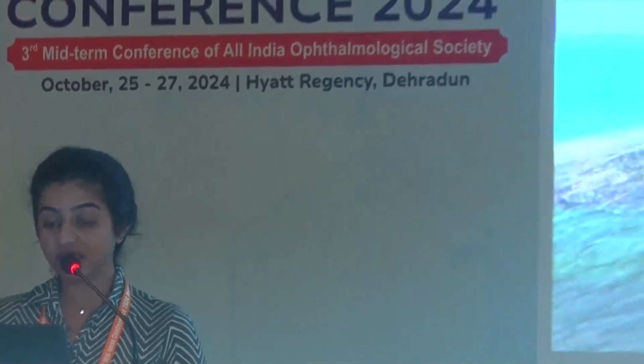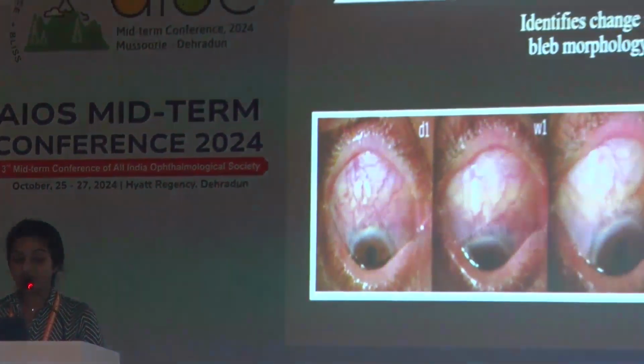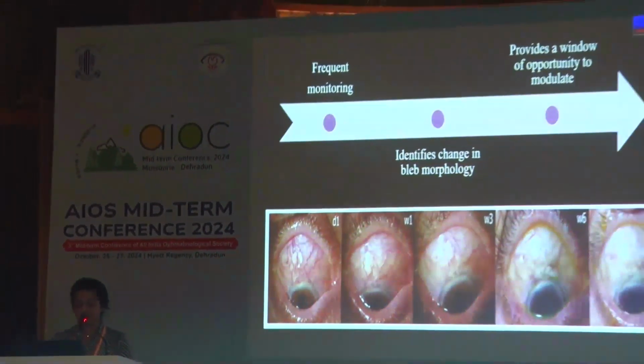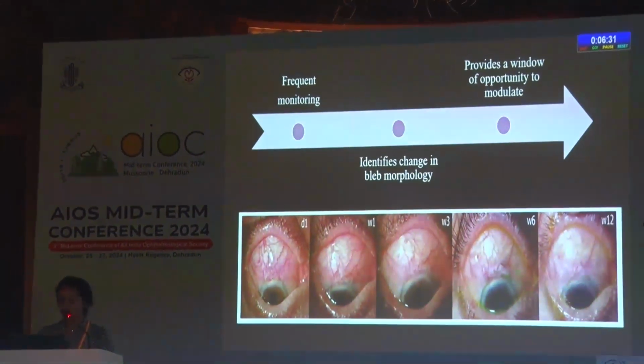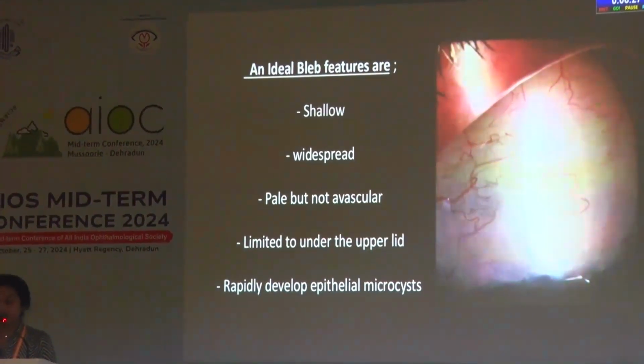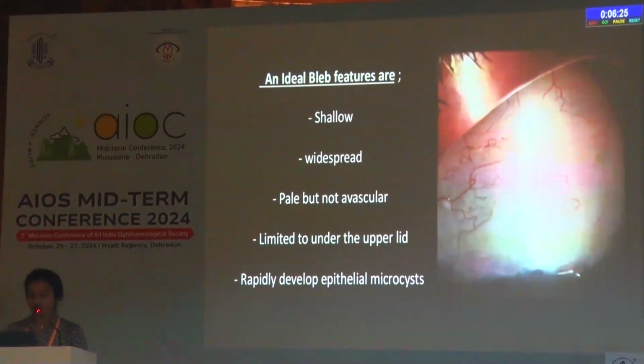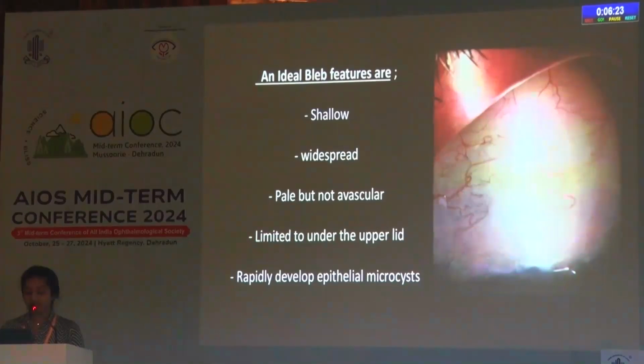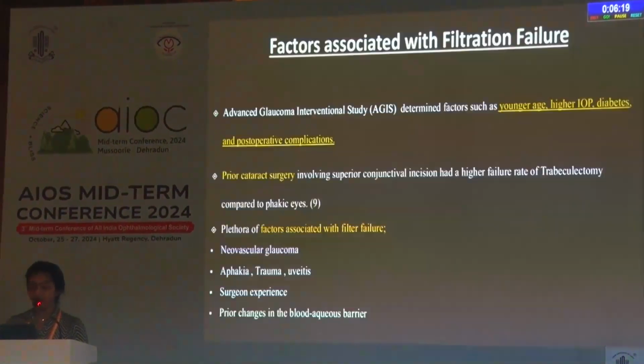So, after a successful trabeculectomy surgery, only half the battle is won. Managing the patient post-trabeculectomy is really an uphill task. Frequent monitoring is often needed to identify the bleb morphology, which provides an opportunity to modulate it. So what is an ideal bleb? An ideal bleb should be shallow, low-lying, pale, limited to the upper eyelid, and with rapidly developed epithelial microcysts.